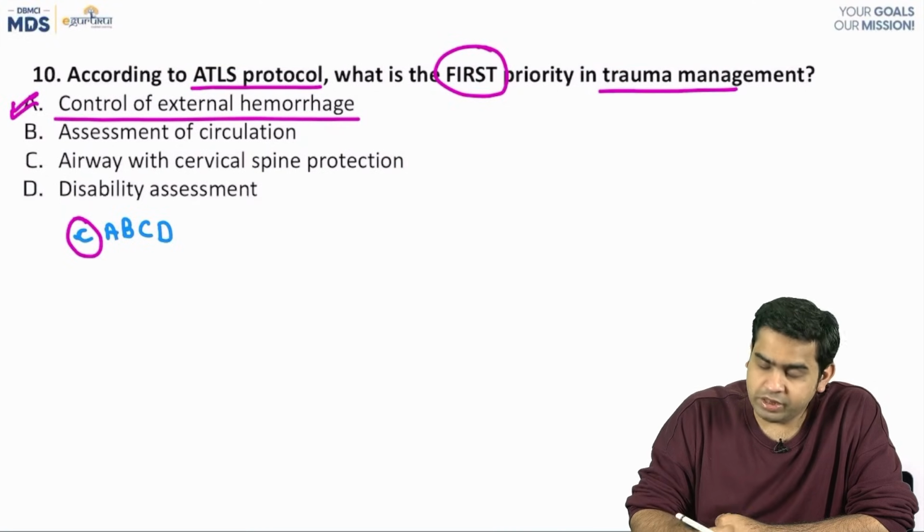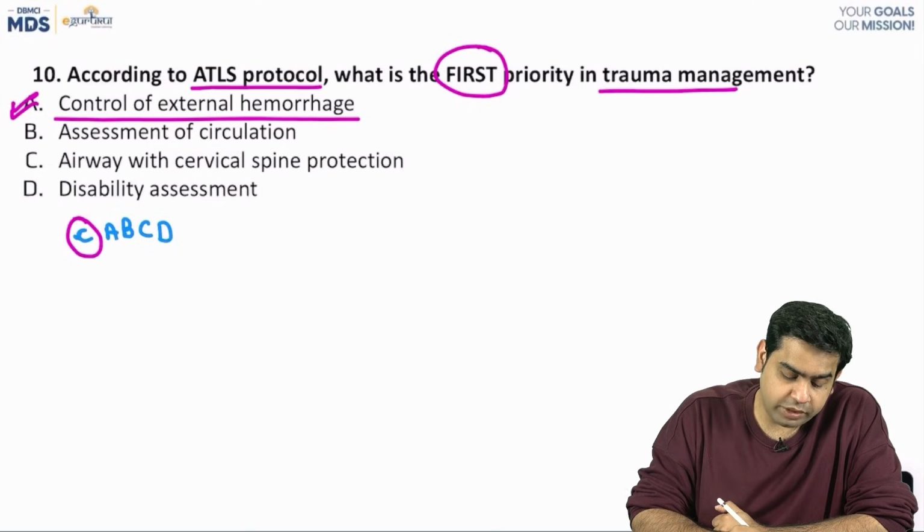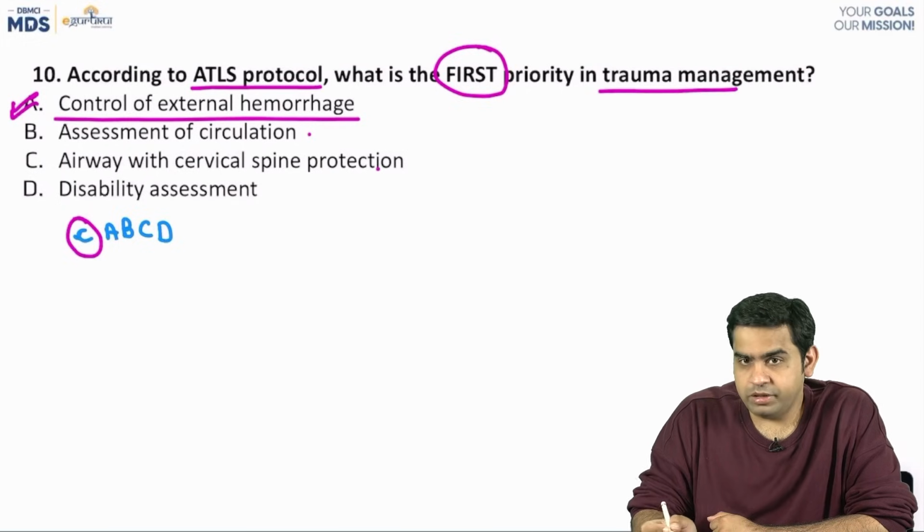Okay. Not just any hemorrhage, external hemorrhage. Internal hemorrhage you cannot control firsthand. I mean, you don't know that till that time. So assessment of the circulation, no, that's the third. Airway with the cervical spine, okay, that's there, but that's later on. And disability assessment is again the last one, okay.